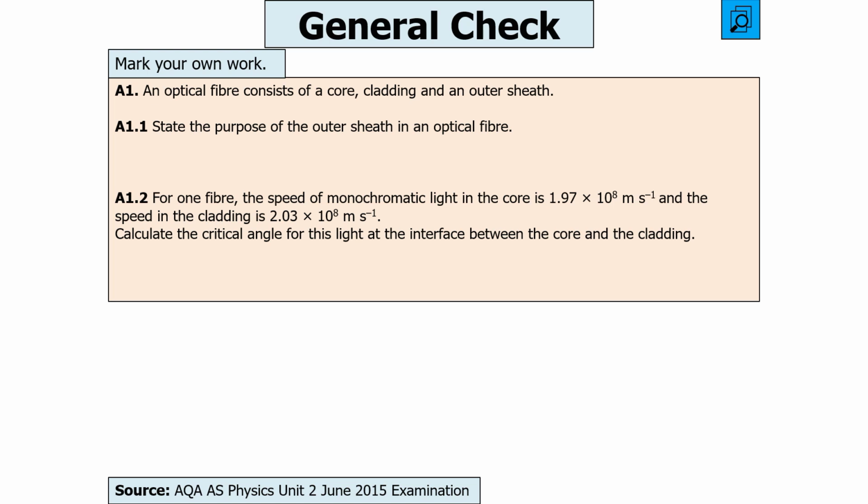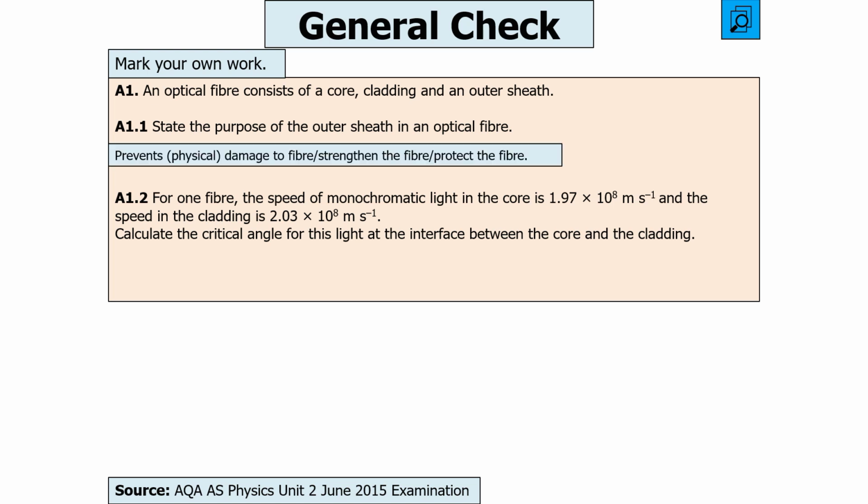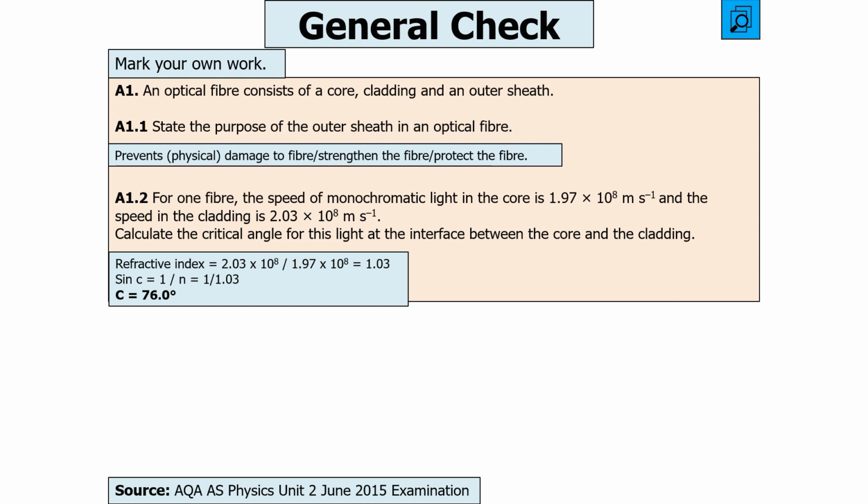Right, so you should just know what the purpose of the outer sheath is. So it's to prevent damage to the optical fibre, it protects the fibre, and it also strengthens the fibre as well. Now, to work out what the critical angle is going to be, you've got to work out the relative refractive index between the core and the cladding. So you do the speed that is going to be in the cladding divided by the speed that it is in the core, because it's what it's going to divided by what it's in. So you get 1.03, and then we know that sine critical angle is 1 over n. So it's going to be 1 over 1.03. So we get our critical angle to be 76 degrees.